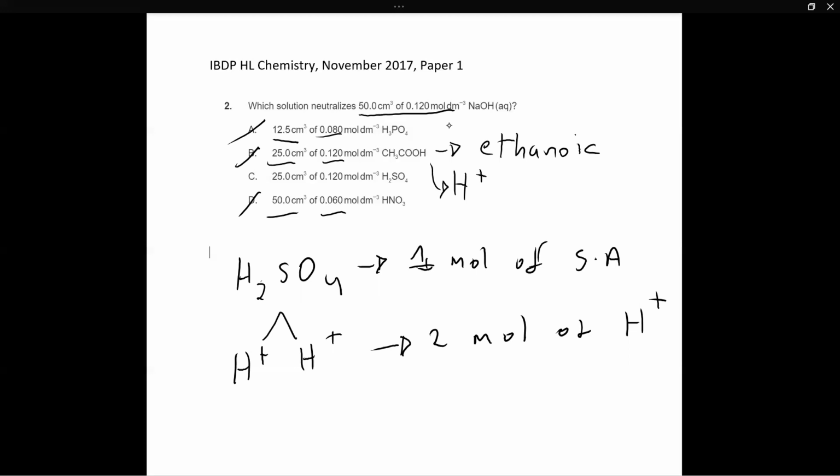So just for the sake of conceptualizing what I'm talking about over here, you can imagine that 50 cm³ of 0.120 mol dm⁻³ of H+ will be produced. You can conceptualize it like that if that makes it easier for you to understand. So you can imagine that it'll actually be double the moles of H+.